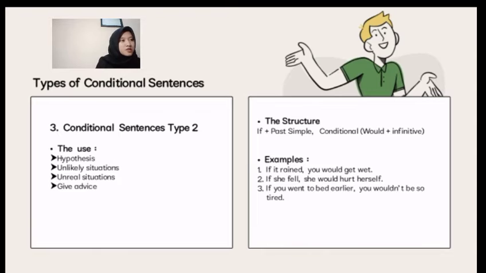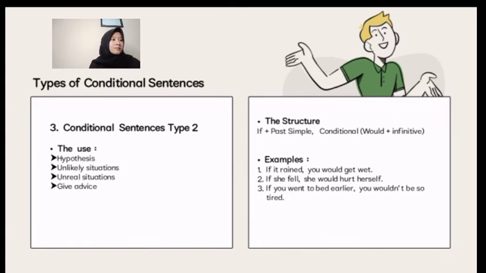Let's take a look at the structure of this conditional sentence type 2. The structure is if plus past simple. You know, past simple is the type of sentence which is masa lampau, it means like that. And then we use verb two. Yeah, you remember? Okay, and then conditional, it means that would plus infinitive. Yeah, just like that.